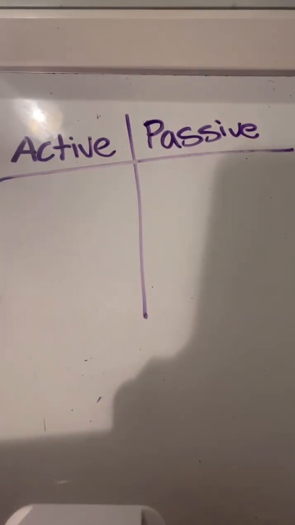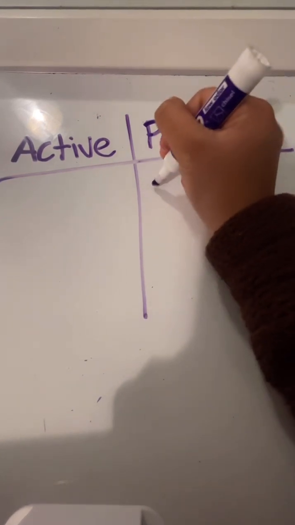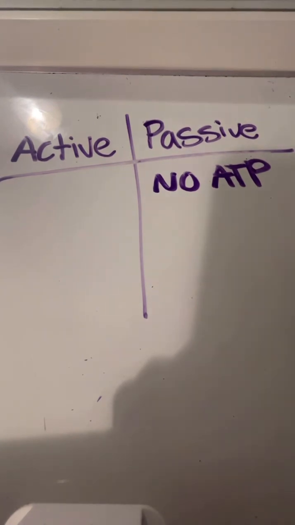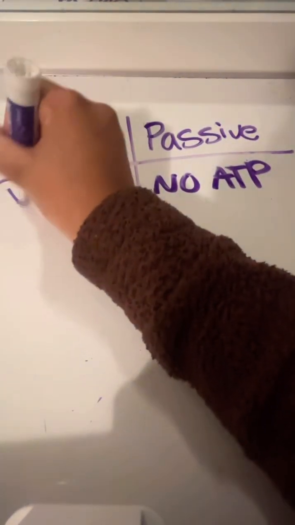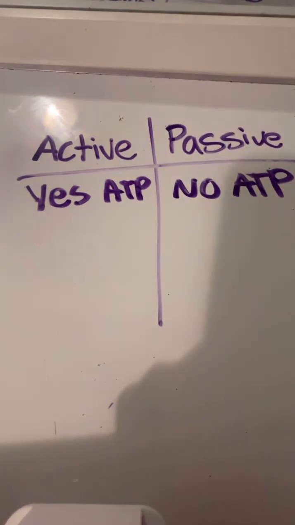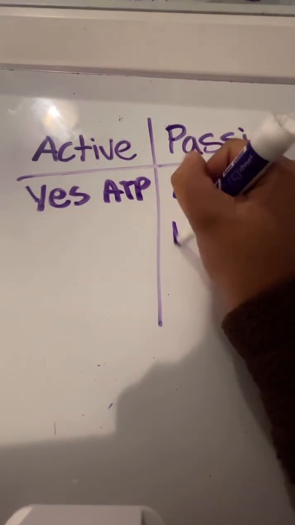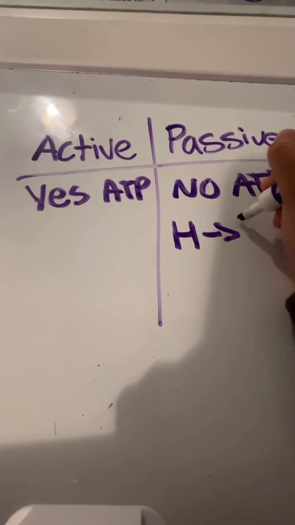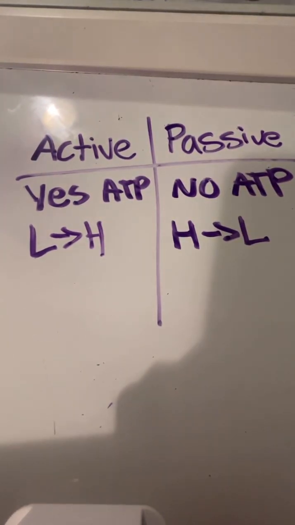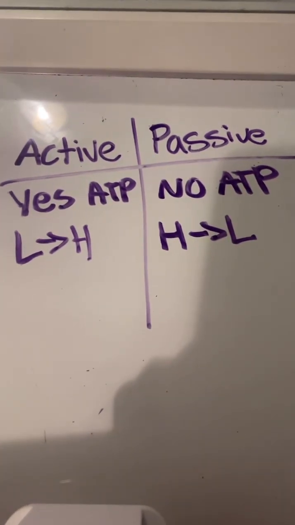Okay, here we got active transport and passive transport. In passive transport, as we remember, there's no ATP being used, no energy. While in active transport, there is ATP. So yes, ATP. Then passive transport goes from a high concentration to a low concentration, while active goes from a low to a high concentration. These are like the main differences between them.